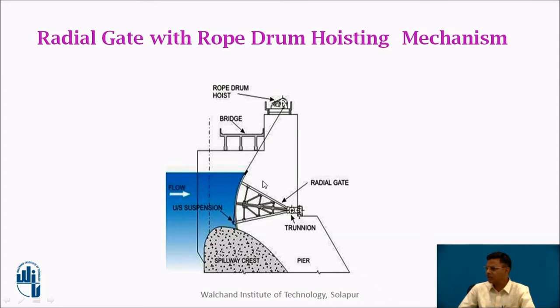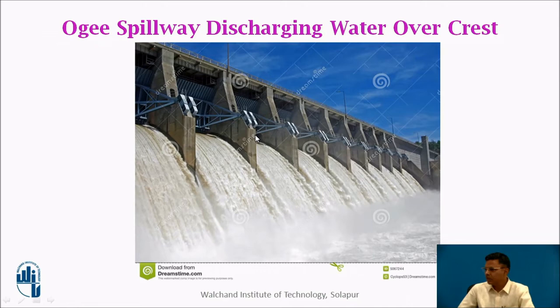This is a cross section of a dam. So this is the spillway crest. This is a radial gate. So this is the flow. This is upstream. This is the downstream. The gate can be lifted up. This is a bridge. This is a hoisting mechanism, and then the water passes over this. This gate can be lifted fully so that all discharge can pass over the spillway without any obstruction. Water is released from the underside of the gate in this way.